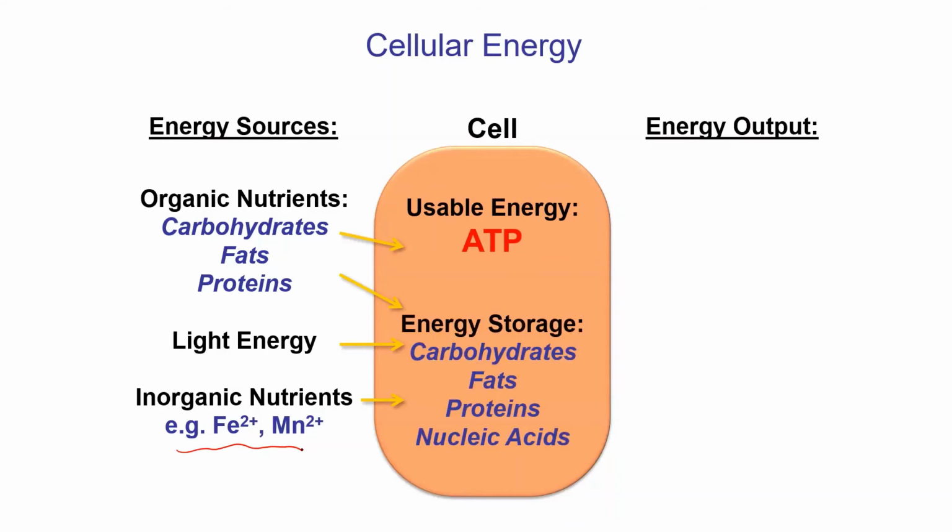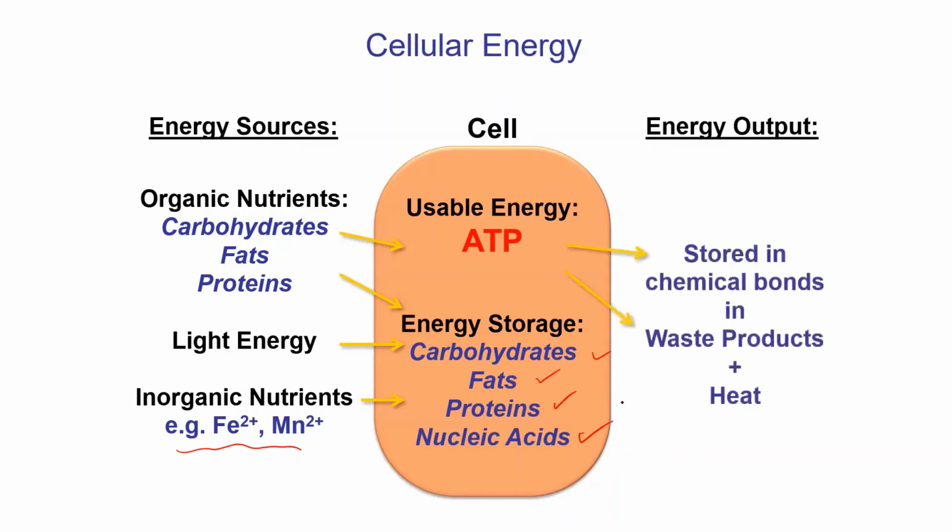And then that ATP is used to build bonds in new molecules. So those new molecules might include all the usual suspects: our carbs, our fats, our proteins, and nucleic acids. And during this process, we're going to release waste. Some of the energy will be released as heat, and some of the energy will be released in bonds in those waste products. So that's a little bit more of a complex picture.